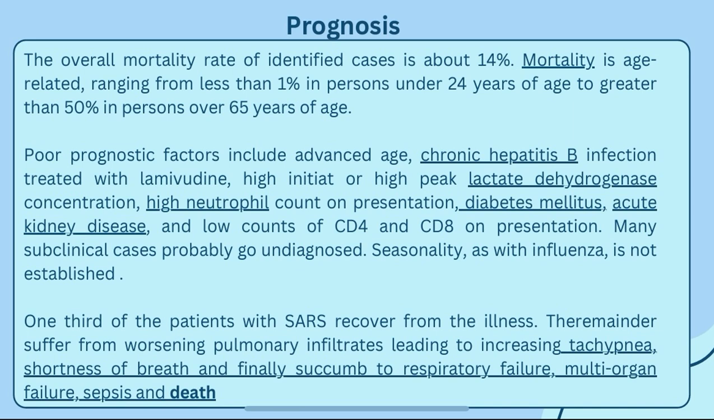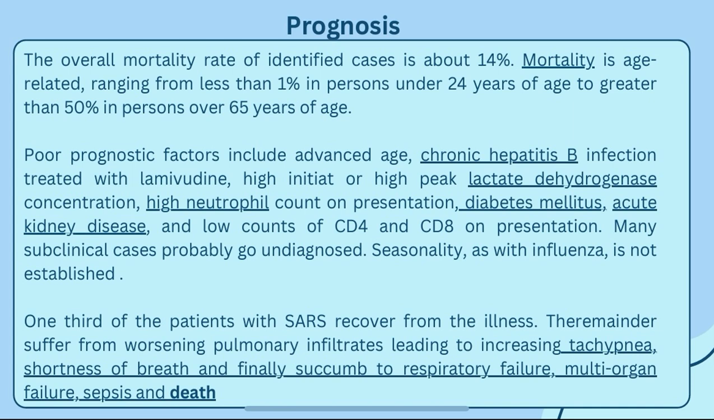The overall mortality rate of identified cases is 14%. Mortality is age related. It ranges from less than 1% in patients aged under 25 years to more than 50% in people aged more than 65 years. So age plays an important factor. The mortality rate is 50% in people of old age, more than 65 years, and less than 1% in people aged under 25 years.